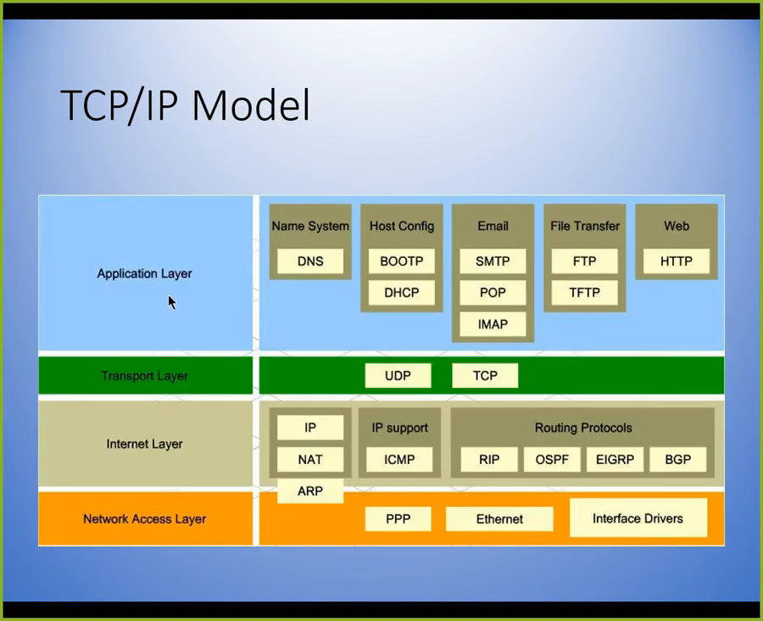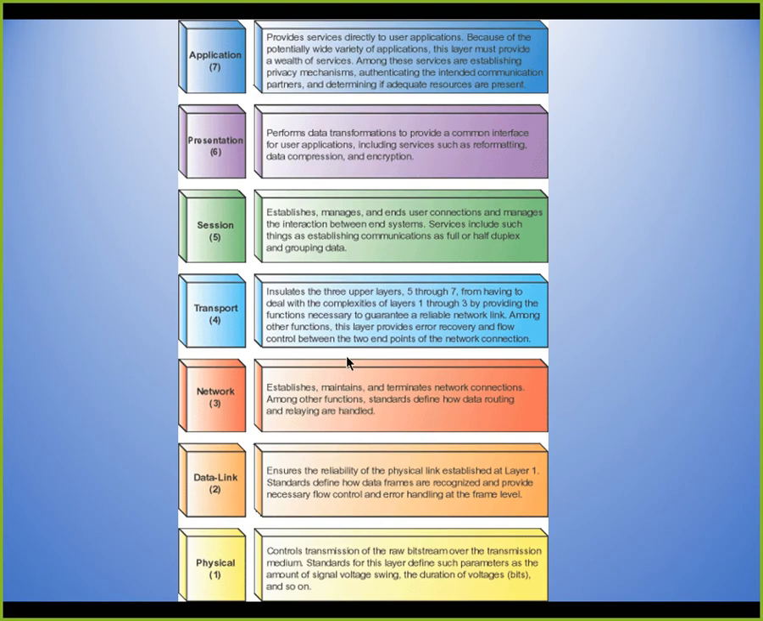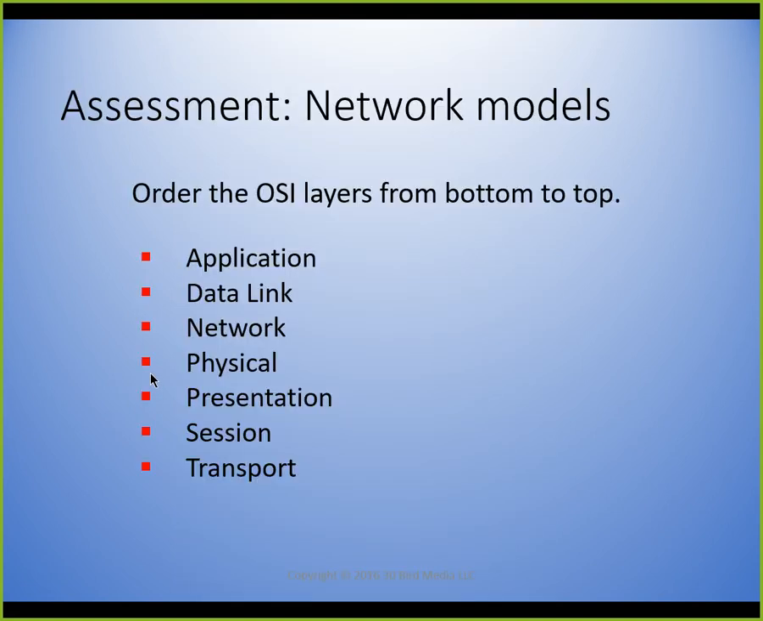This one again shows the protocols in the TCP/IP model, the different protocols within these layers. The network access layer down here, the PPP, Ethernet, interface drivers all operate at this layer. And it shows ARP is kind of between the two. ARP, address resolution protocol, is the one that relates the MAC and IP addresses together. And there's a little bit of summary of what goes on at each layer of the OSI.